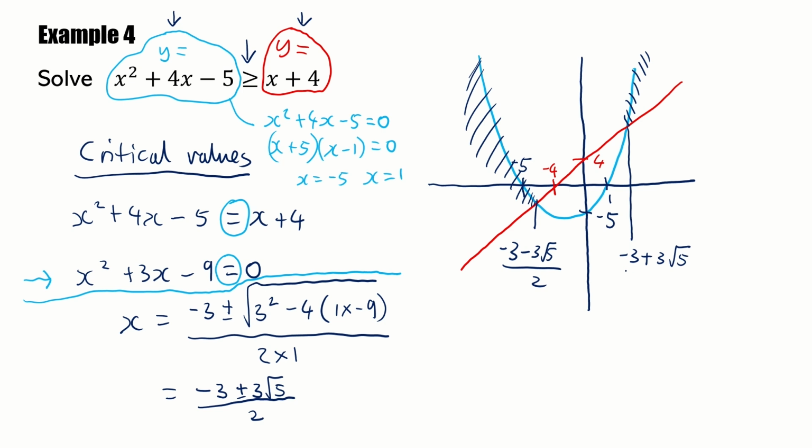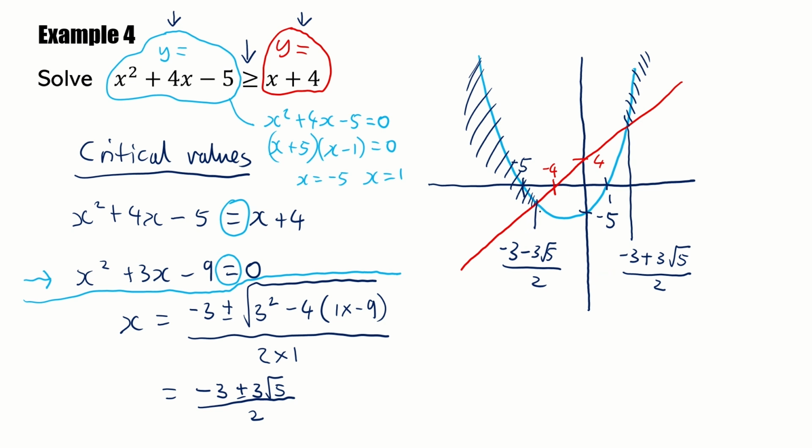That's ultimately what you're finding when you find a critical value. You're finding the point at which something might change about the graph that might mean the graph goes from being above to going below, or goes from being below to going above again. And so that's why we had to calculate them.